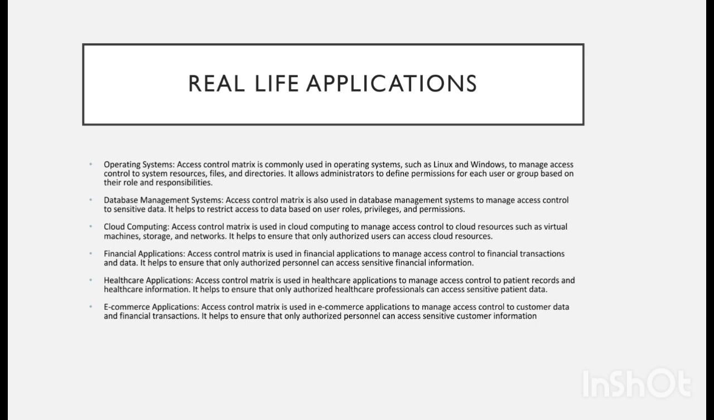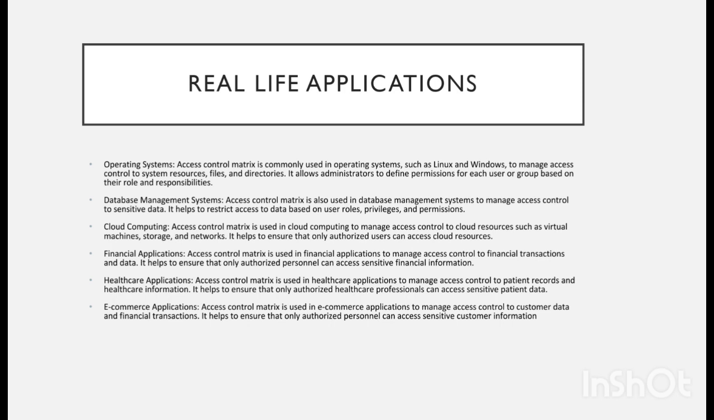The second one is database management systems. The access control matrix can be used in database management systems so that only a particular person has access to particular data. It can be based on various rules and privileges, like the administrator has the highest privilege while the guest has the lowest privilege to access the data. Third one is cloud computing. Nowadays we are using cloud services, so proper management of the services is required, and it can be very helpful in that.